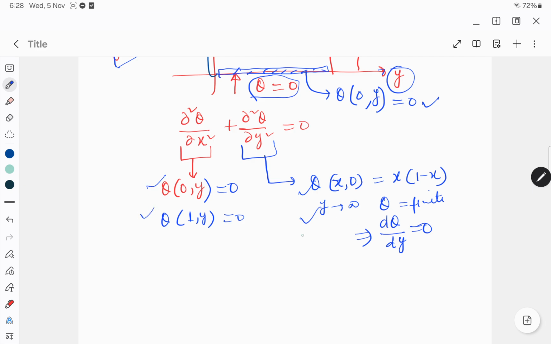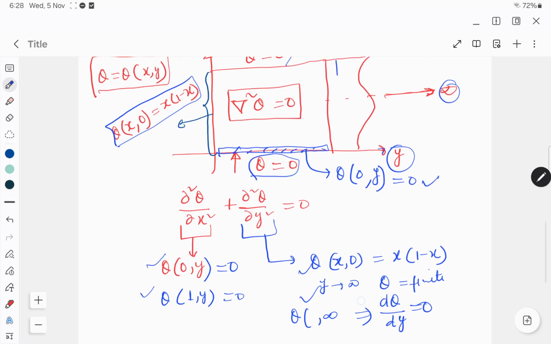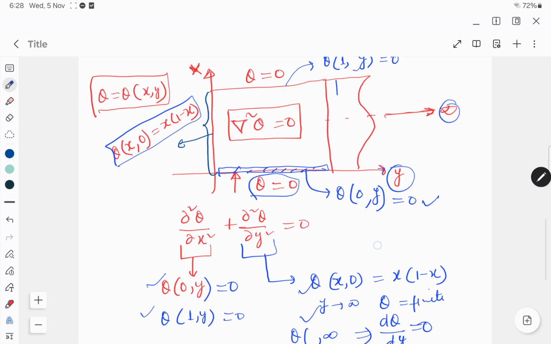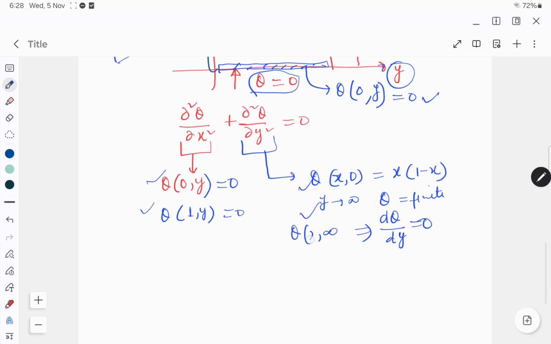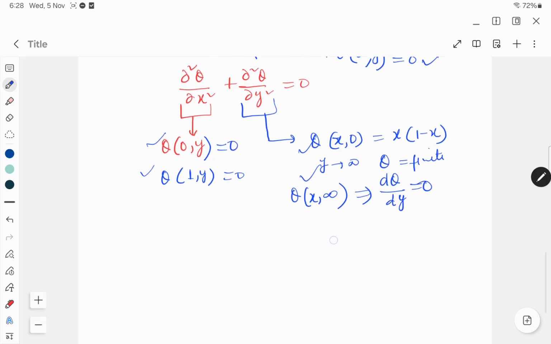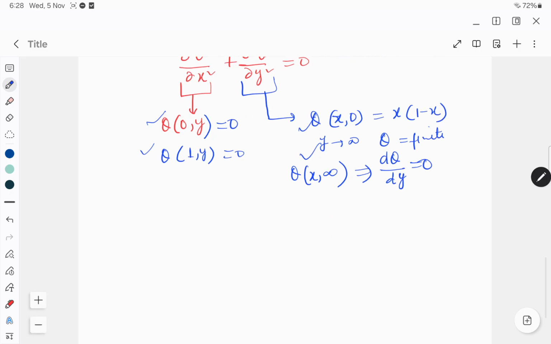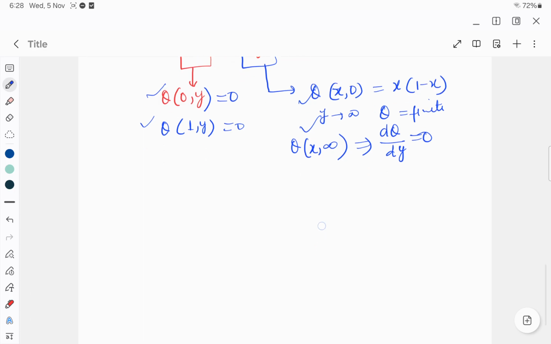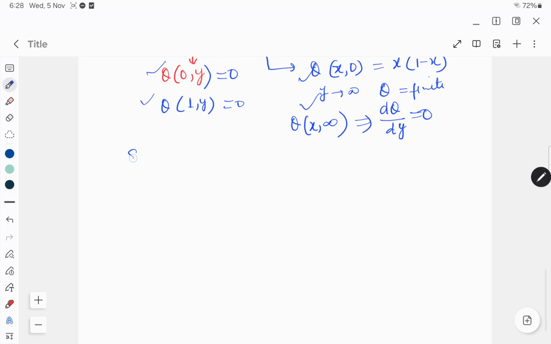So we can write this boundary condition for theta at y tending to infinity as well as at any x. So we will have this, right? So these are the boundary conditions and the differential equation. These are the setup. Now the solution procedure, let's move step by step.